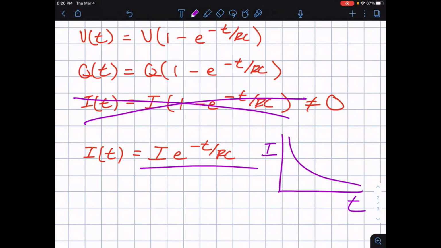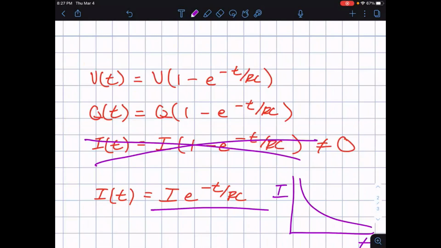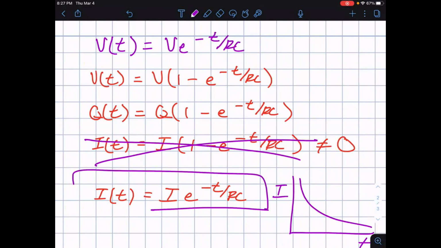Sorry, I'm blanking. The current equation is always kind of inversely related, the opposite of the voltage and the charge. Well, not necessarily the opposite, because remember for voltage and charge, we can still have the discharging forms. We can still have this one. It's just that the current only follows the discharging one.